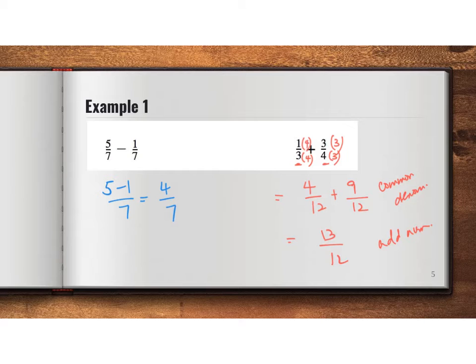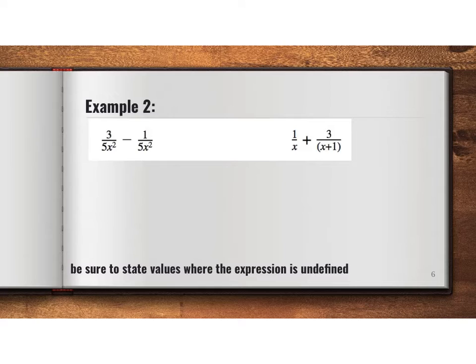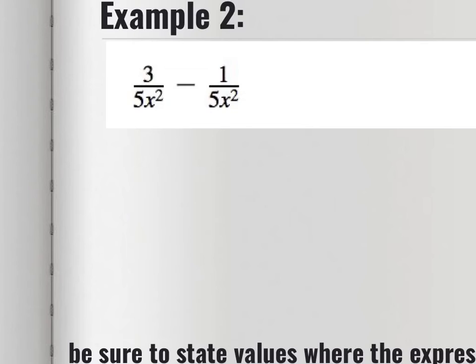Let's use this skill to add and subtract rational expressions. In the first case, we have a common denominator, so let's rewrite it. Simplifying this, we have 3 minus 1 over 5x squared, or 2 over 5x squared. Keeping in mind that the denominator cannot equal 0, so 5x squared can't equal 0, which means x can't equal 0. Let's move on.